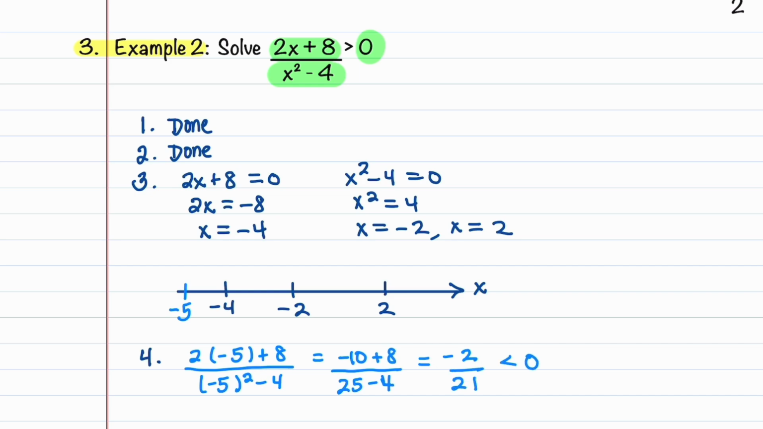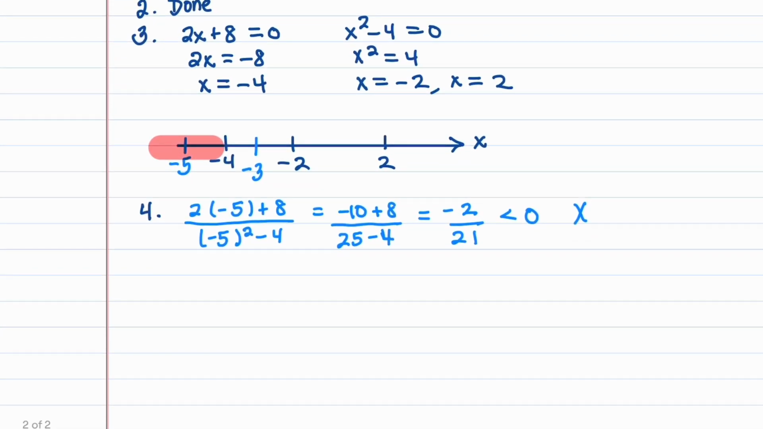That is less than 0. Our inequality sign in our equation is a greater than 0. So we're going to put an X here, and that region is not included in our answer. So I'm going to put red in that part. Now let's look at our next region. I am going to pick minus 3.